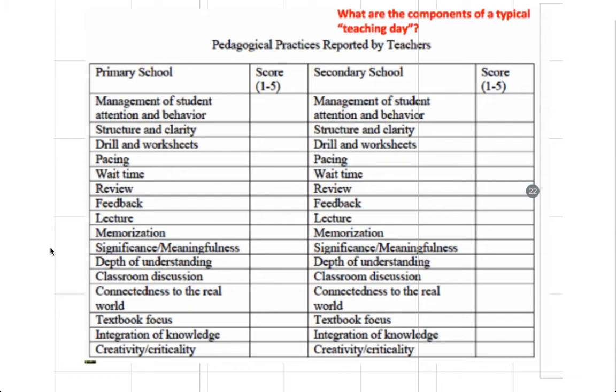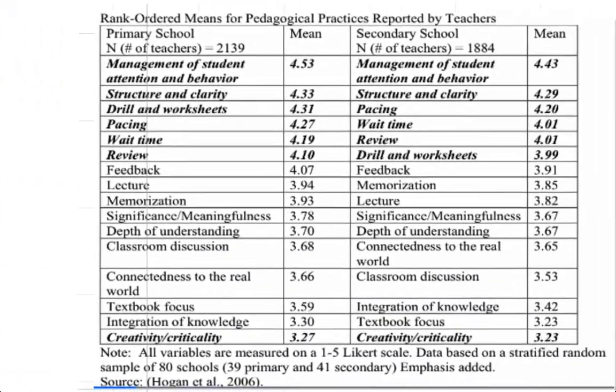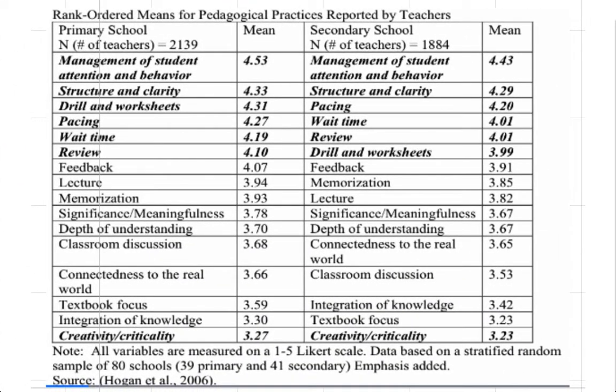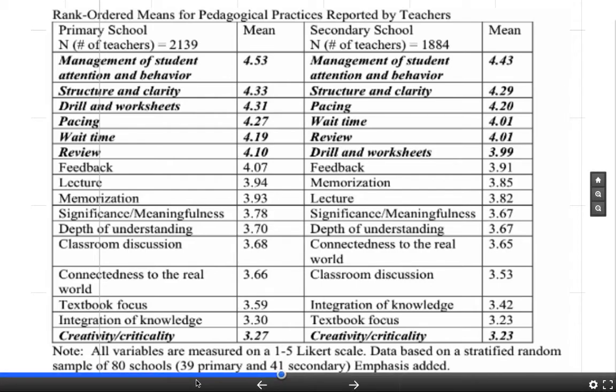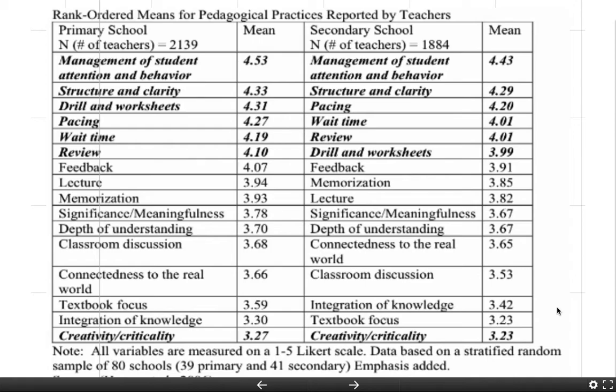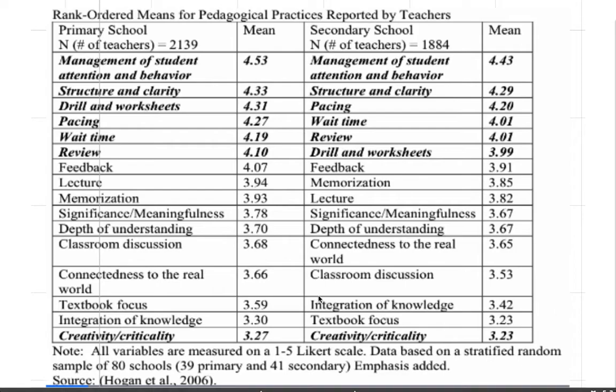All right, now let's compare what you identified with what was observed. So in getting this data, what we did was we looked at 2,139 primary school teachers and about 1,884 secondary school teachers. We trained qualitative research code specialists. We sent them to 39 primary schools and 41 secondary schools, and they actually sat in classrooms and observed the pedagogical practices that were happening in the classrooms. And this is what they saw.